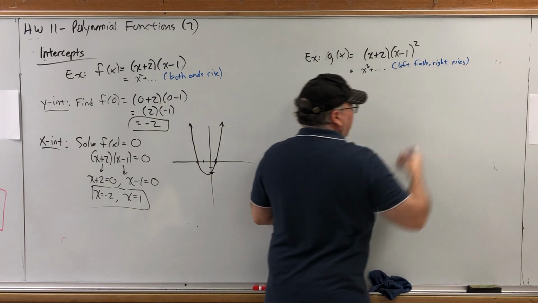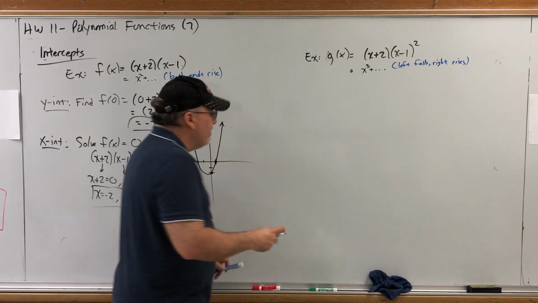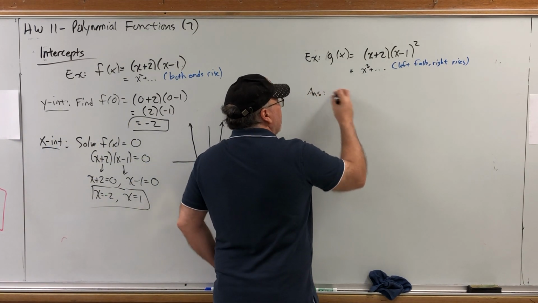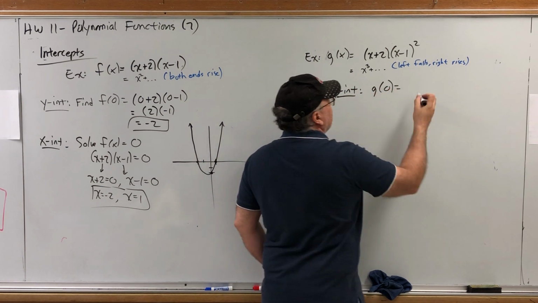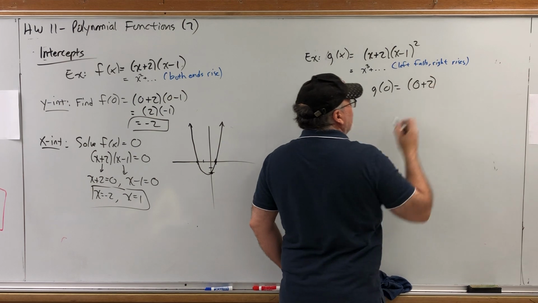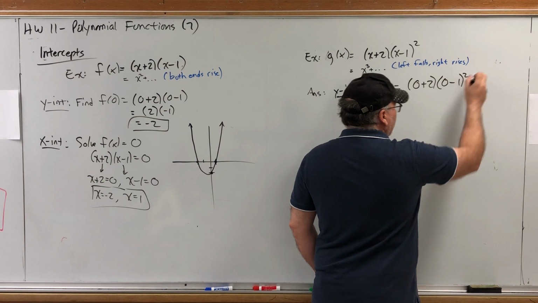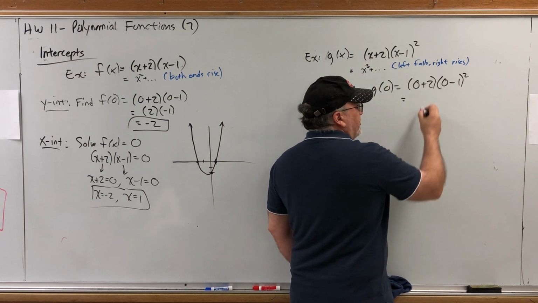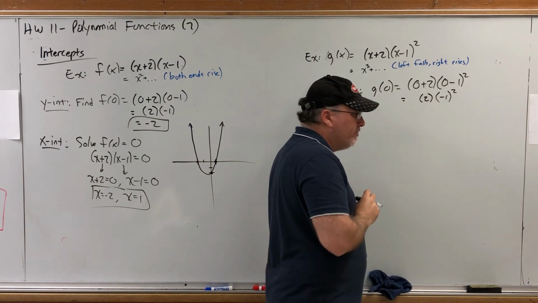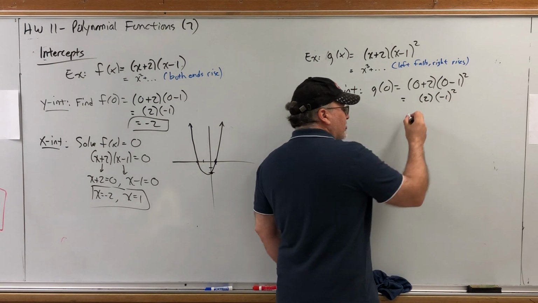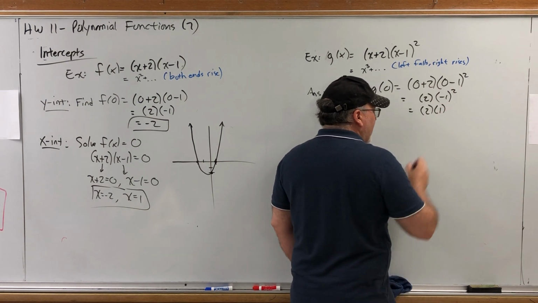So already I know I'm going to get a different looking graph because the left end is different than this left end. To find the intercepts, we could do the same thing. For the y-intercept, we just substitute 0 for the x, and we get 0 plus 2 in parentheses times 0 minus 1 in parentheses squared. 0 plus 2 is 2. 0 minus 1 is negative 1. Don't forget the square. Exponent happens next, so the 2 stays put, and negative 1 squared is 1. And then 2 times 1 is 2.